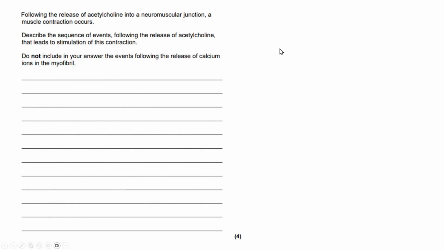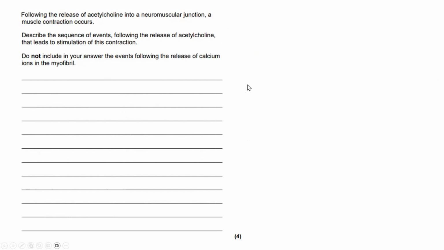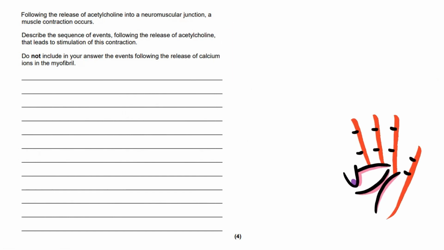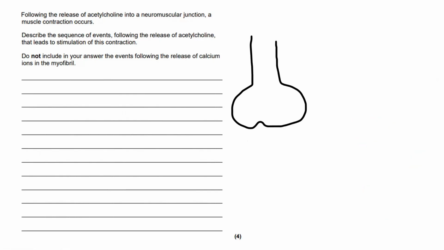So why don't you pause the video? It's worth 4 marks. So try to make 4 separate bullet points that you can think of. Have a go. Right, I'm going to go through the answers now. So here is my presynaptic membrane. This is going to be the synaptic knob, the presynaptic knob of the motor neuron, because we're at a neuromuscular junction. We're going to have vesicles. This has all happened before we start our answer.